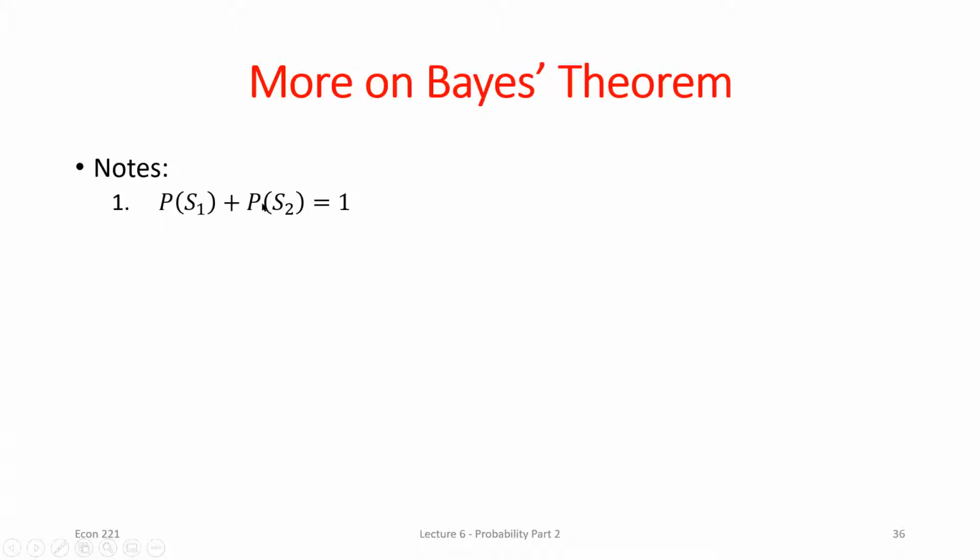We already talked about this, right? If there's only two states of nature, the probabilities of those two outcomes should add up to 1. If the probability that somebody has COVID is 10%, so a probability of 0.1, the probability that they don't have it would be 0.9. They either have it or they don't, so those two things add up to 1.